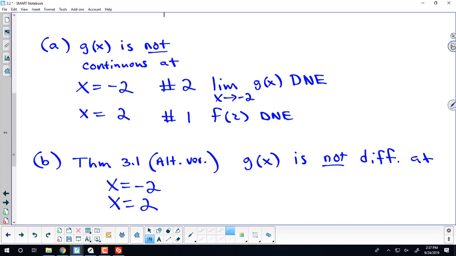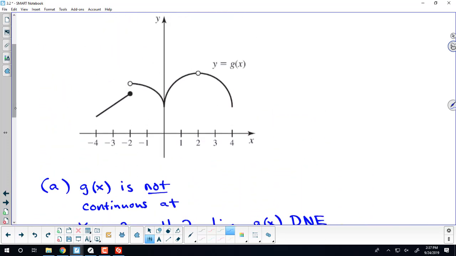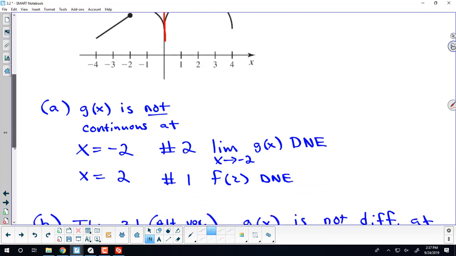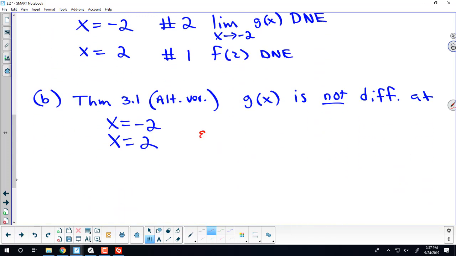Are there any other x values on g of x where we can't define a derivative? At x equals 0. Why here? The tangent line has an infinite slope. Right, so you have a vertical tangent there. So the function is also not differentiable at x equals 0. But we don't get that particular x equals 0 from the theorem.